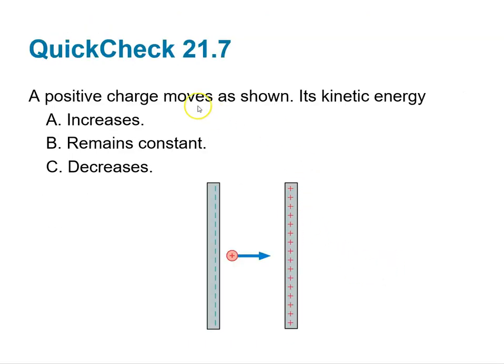Okay, a positive charge moves as shown. So a positive charge is going from a negatively charged plate to a positively charged plate. So its potential energy is going to increase as it goes from, we'll call where it starts A and where it ends up B. As it goes from A to B, its potential energy will increase, therefore its kinetic energy will decrease. So the answer would be C.